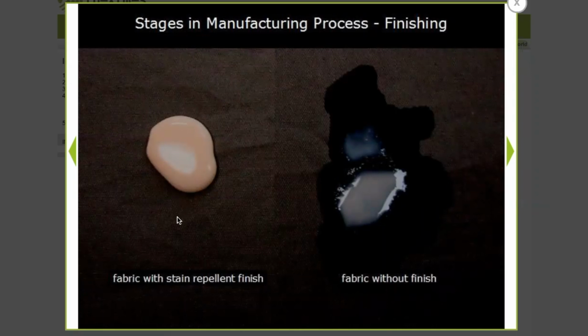For example, this fabric has a stain repellent finish, and they drop some milk on it, and the milk doesn't get absorbed. So if you just wash this off, it will not stain the fabric because the milk doesn't get absorbed into the fabric. But on this fabric, there's no stain repellent finish. So you can see the milk gets absorbed. It made the fabric wet, and it will stain probably. So this is what finishing fabrics is about.